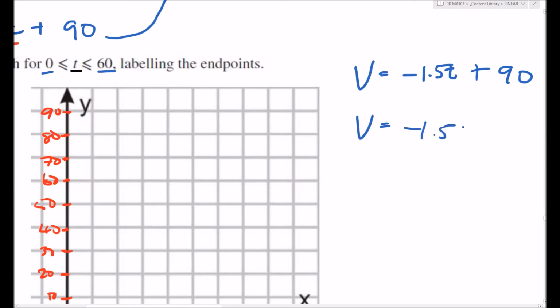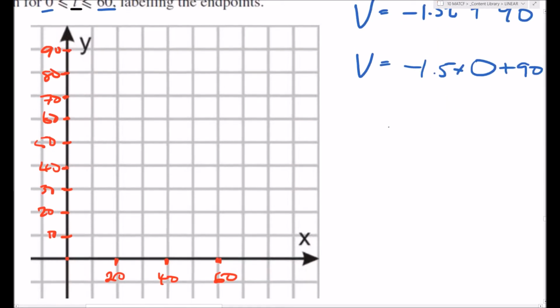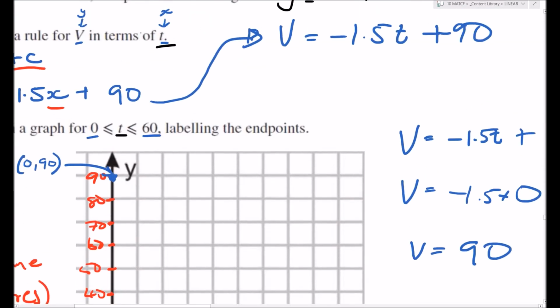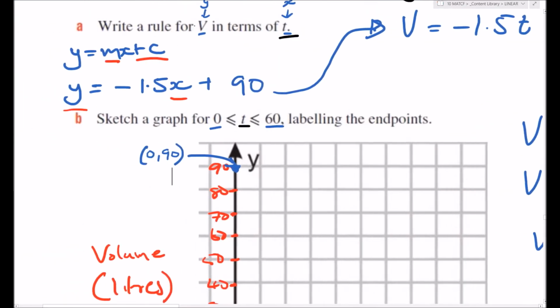So negative 1.5 times 0 plus 90. This is my first endpoint. If I calculate that, negative 1.5 times 0 leaves it as nothing, and you're just left with 90. So therefore, the first endpoint is where v equals 90. So 0 over here, 90 is the first point. That means this first endpoint is 0, 90. And if you think about it, that's actually your y-intercept. Okay, and remember as well, with your y-intercept, your x will be 0.